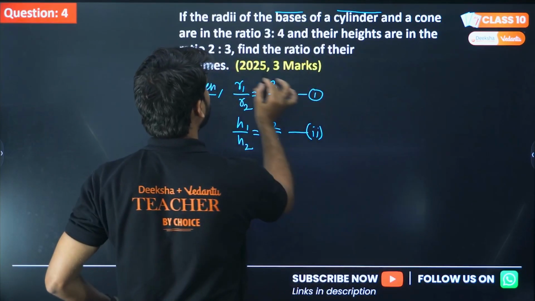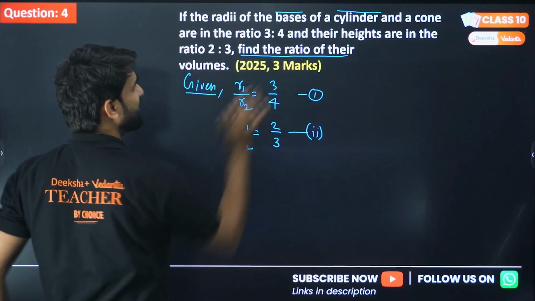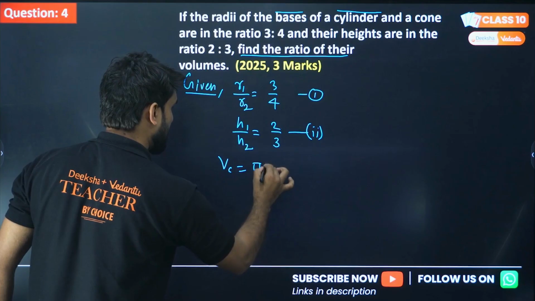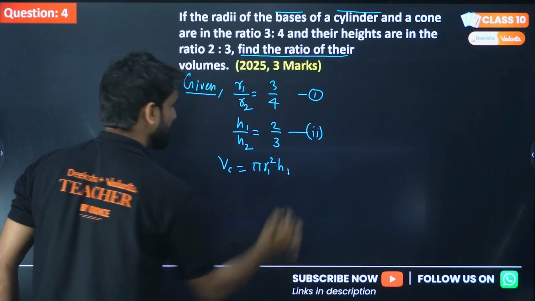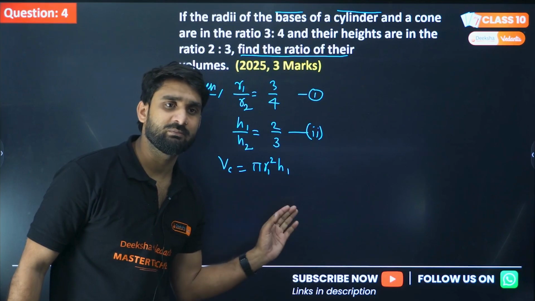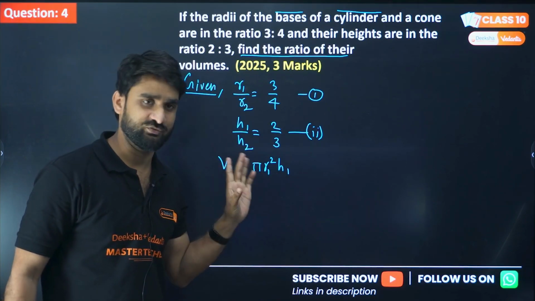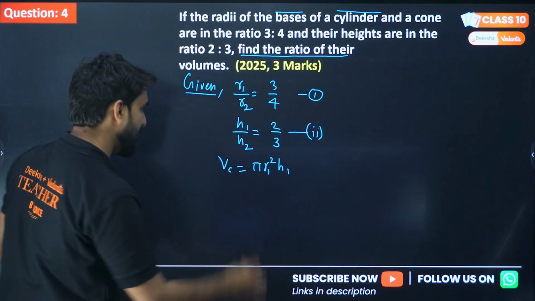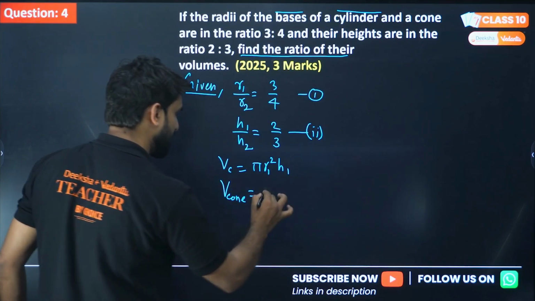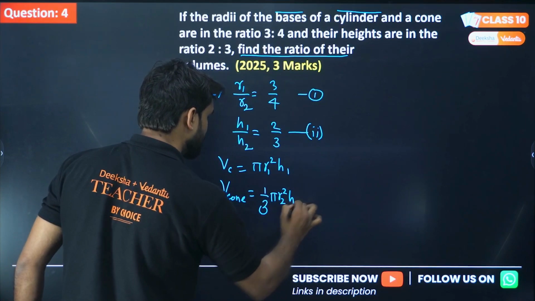But what we have to find here? Find the ratio of their volumes. Wow, find the ratio of their volumes, right? So volume of cylinder is what? Pi R1 square H1. This is the formula of the cylinder. But I am taking 1 here because I have already assumed the radius as R1 and the height of the cylinder is H1. So that's why I am taking it here as well. And volume of cone will be what? 1/3 pi R2 square H2.